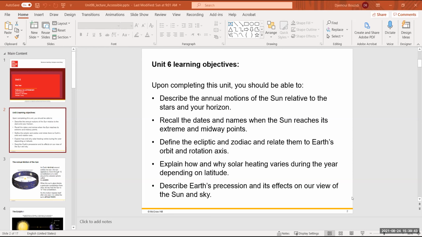At some point, the North Pole will be pointing not toward Polaris, but toward another star in the northern sky, of course, toward Vega, and it's going to come back and so on and so forth. So again, this is the stuff that you're going to be covering in this chapter.